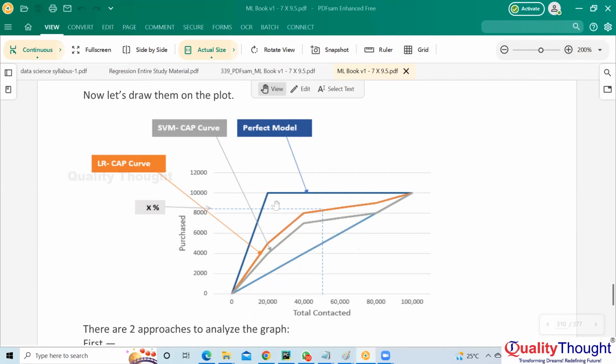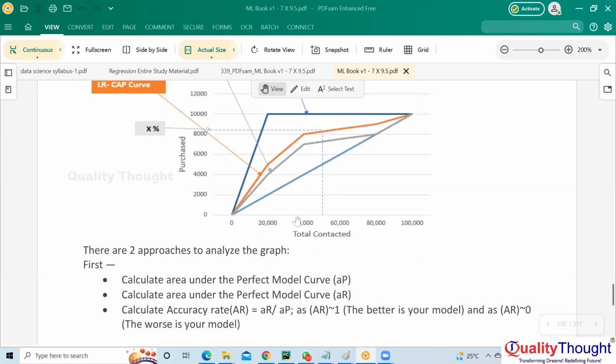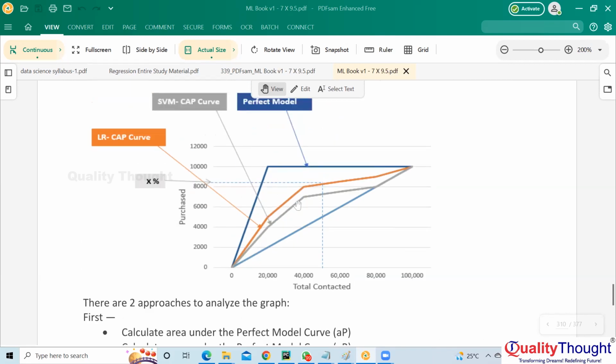This is the best case, the perfect model, where you know your potential customers within the 10,000. But your model will be somewhere in between. Let's say gray is one model, orange is one model. In this case, orange is the better model than gray. The higher the CAP curve area, the better it is. So we look at specificity, sensitivity, accuracy, misclassification rate, and also look at the CAP curve.